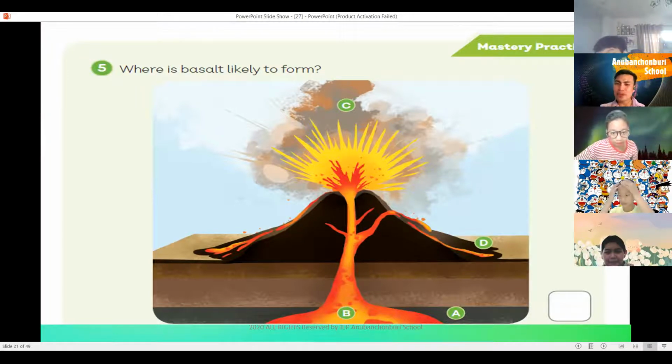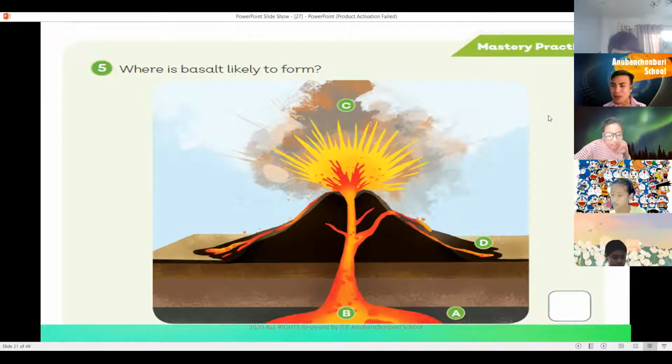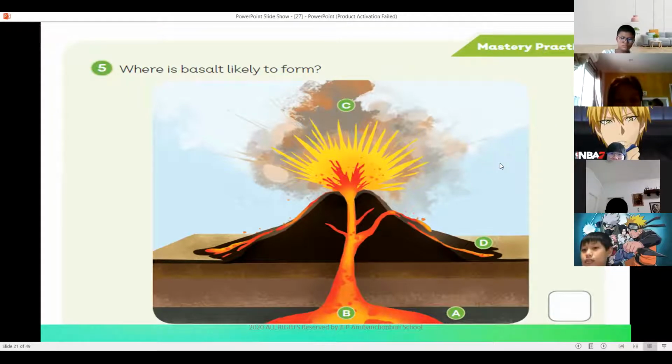What is basalt, intrusive or extrusive? Basalt is? Come on. Yeah, I will ask Jirayu. Jirayu, what type of rock is a basalt? Intrusive or extrusive? Extrusive. So letter A is intrusive, B is intrusive, C is extrusive, and D is extrusive. So we have two options now. Letter C, it will form up in the air, or letter D, it will form outside the volcano, here, on the foot of the volcano.